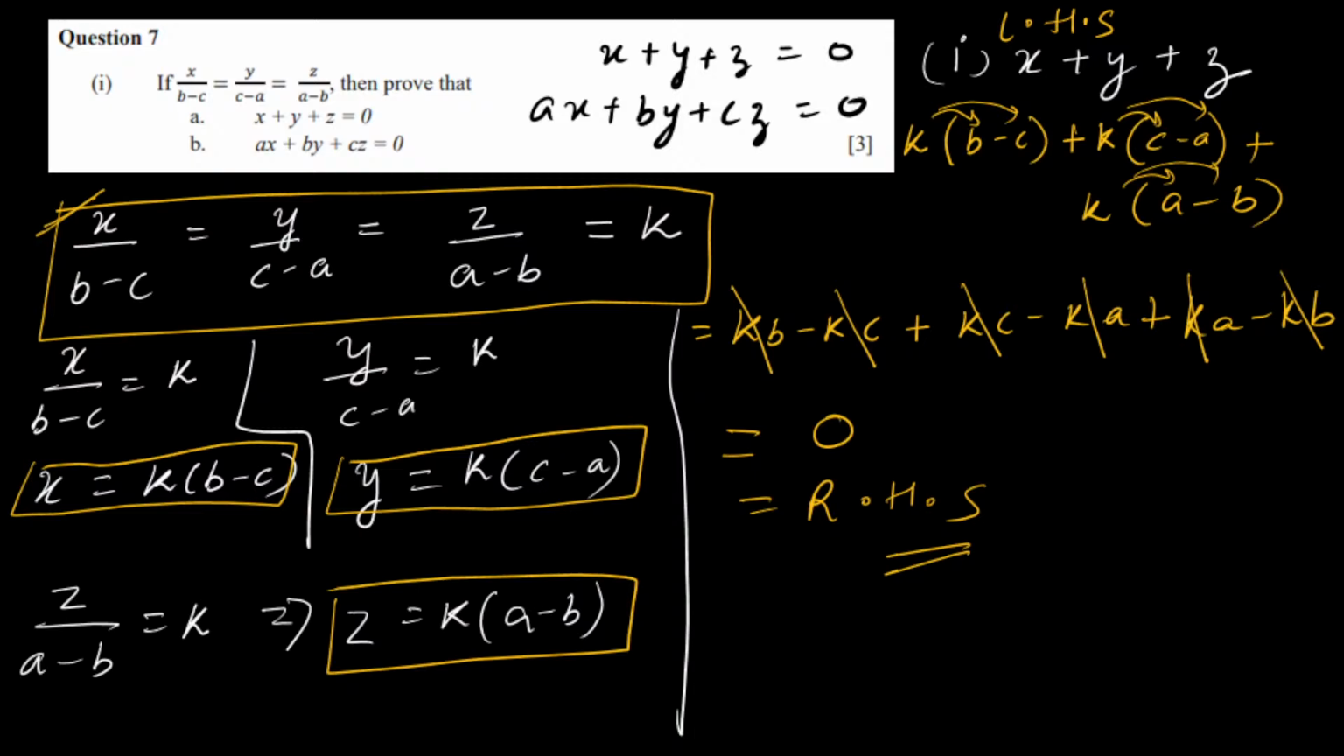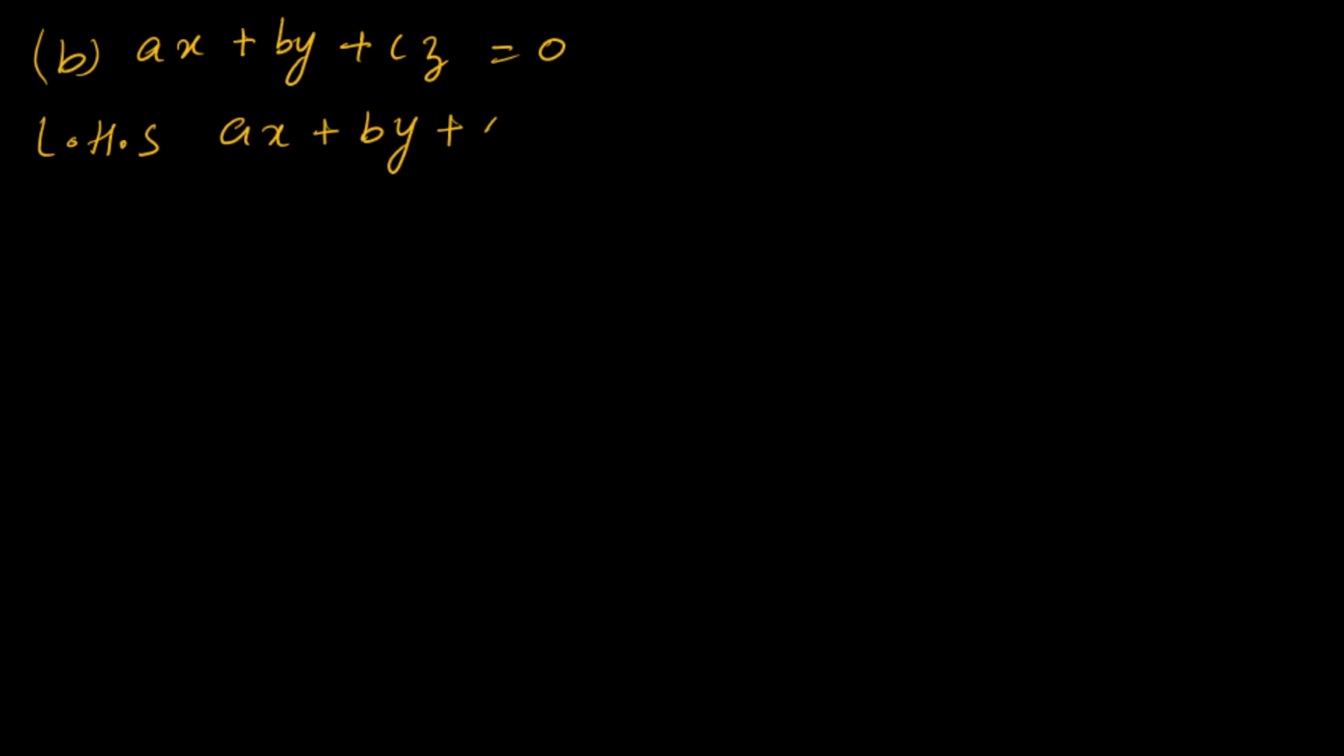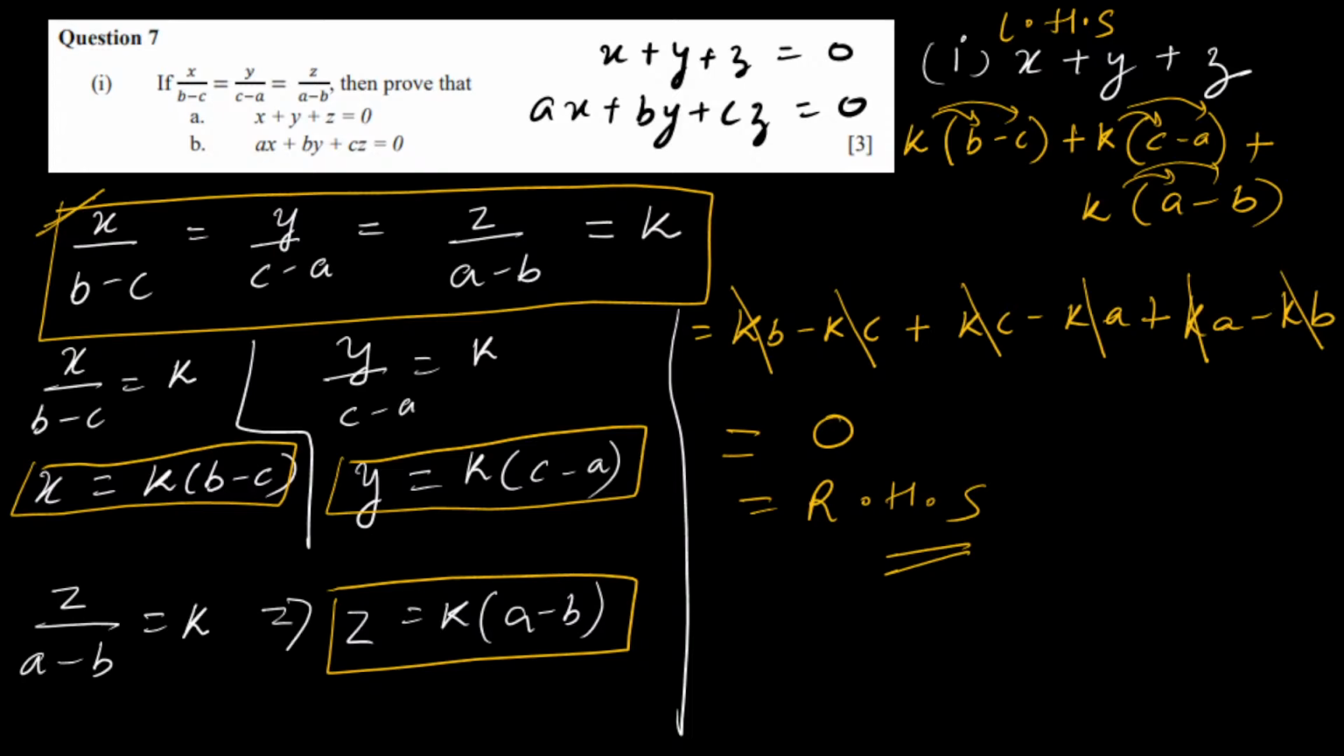Now the second part, the B part. We have to prove ax plus by plus cz is equal to 0. Here also we will start with the left hand side, which is ax plus by plus cz. All the values we know, so we will substitute the values of x, y, z. The x value is kb minus kc.